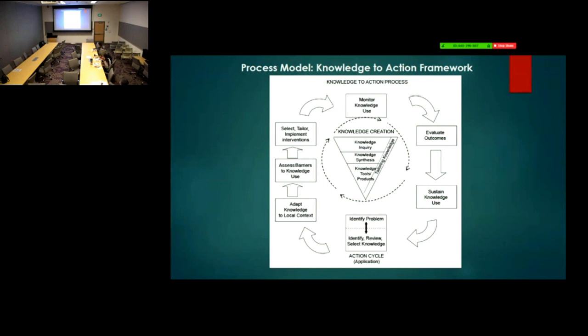It reminds me of QI, because down here you're identifying a problem, coming up with something, adapting it, assessing the barriers, tailoring it, monitoring its use, evaluating outcomes, trying to sustain it, and doing it again. So this is more of a process framework that you move through to get something adapted and taken up in practice. It's more like how you would get it done, not just the buckets to look at. Does that make sense?